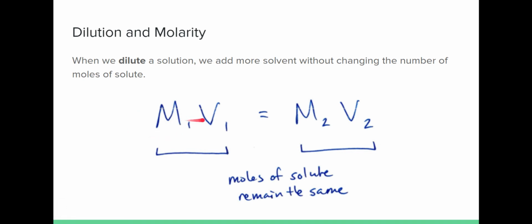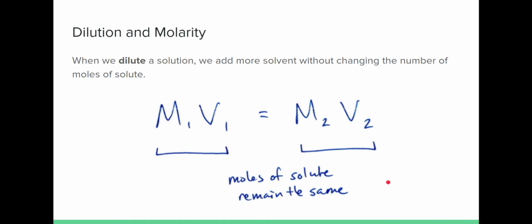We know that molarity times volume will always give us the number of moles of solute. So if I take my initial concentration and multiply it by my initial volume, that should always equal the second concentration times the second volume. Regardless of how big that volume is and how dilute the solution is, the number of moles of solute remains the same, and this equality will continue to hold.